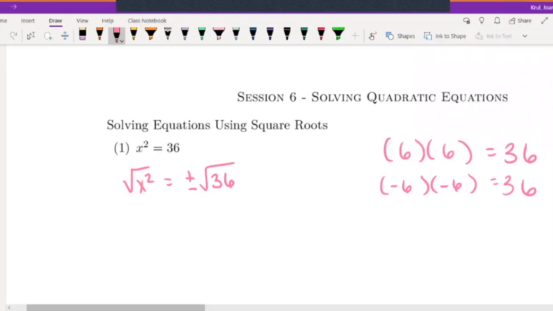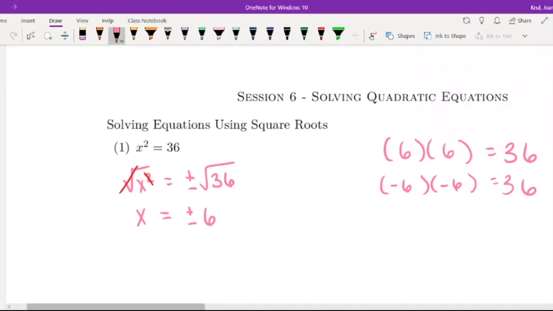Once you take the square root of something being squared, it's kind of like that square root cancels with the square, and that x just pops right out. Then you can figure out what the square root of 36 is: plus and minus 6. So your answer is just positive and negative 6.